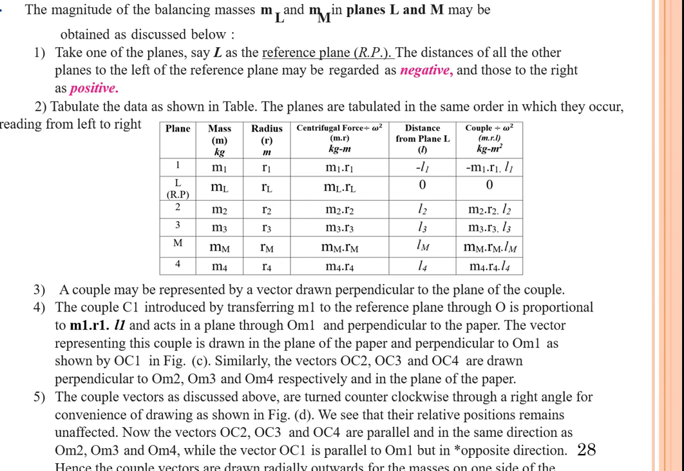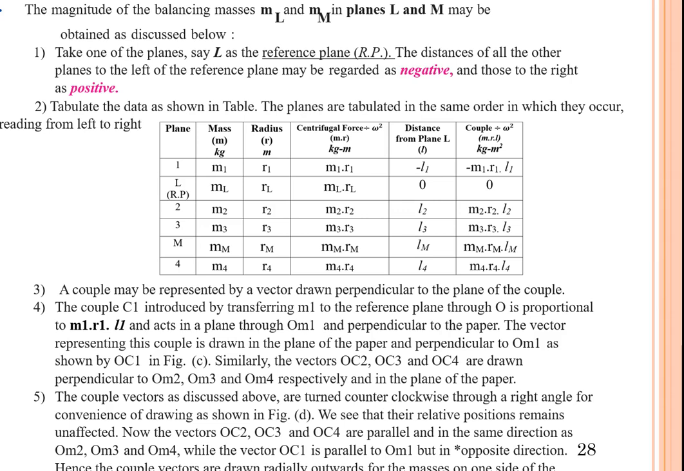Once again, in the tabular column method, you are supposed to draw the tabular column. Take masses 1, 2, 3, 4 in between the L and M planes, and add the masses ML and MM. Centrifugal force is M into omega square into R, where omega square is divided throughout the masses. So M1 into R1 gives the centrifugal force. Distance from the reference plane is taken: towards the left it is negative, and towards the right it is positive. So the couple comes as M1 R1 L1 with a negative sign.